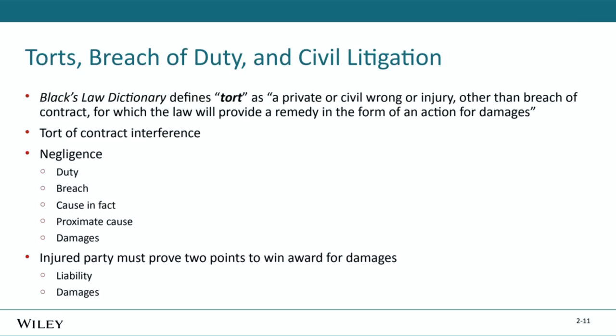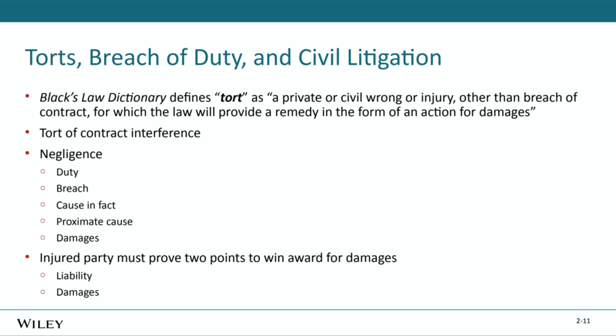A couple other legal terms you may remember from your business law classes. Torts, breach of duty, and civil litigation. So under Black's Law Dictionary, which is like the big law dictionary, a tort is a private or civil wrong or injury other than breach of contract for which the law will provide a remedy in the form of an action for damages. Okay, so what are we talking about? Well, we're not talking about breach of contract. So if you have a contract with someone to buy their house and then they breach it, that's not a tort. That's a breach of contract.